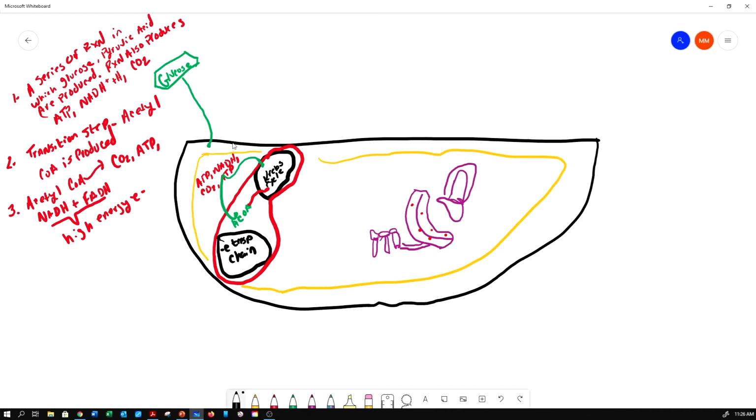And so NAD and FAD are going to come down here. After they're done being organized, we're going to get CO2, ATP, some water, and some heat.